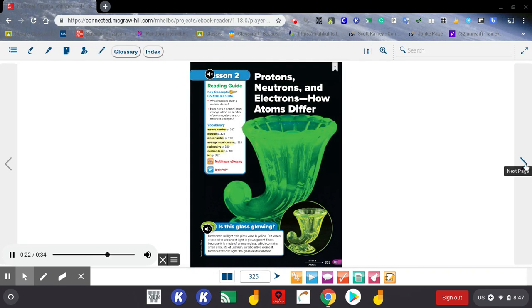Vocabulary. Atomic number. Isotope. Mass number. Average atomic mass. Radioactive. Nuclear decay. Ion.